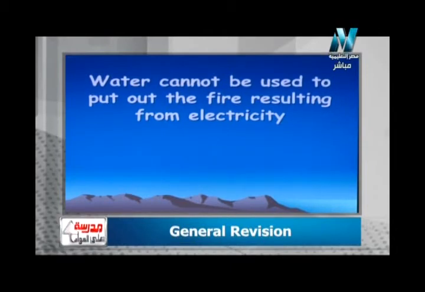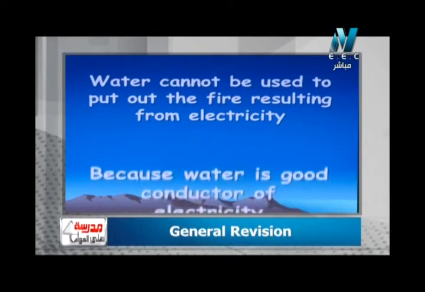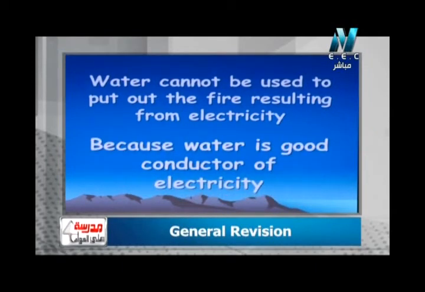Water cannot be used to put out the fire resulting from electricity. Water can't be used to put out any fire resulting from electricity, i.e. electrical fires. Why? Because we know that water is a good conductor of electricity. Water is a good conductor of electricity because it contains salts. So surely we cannot use water.